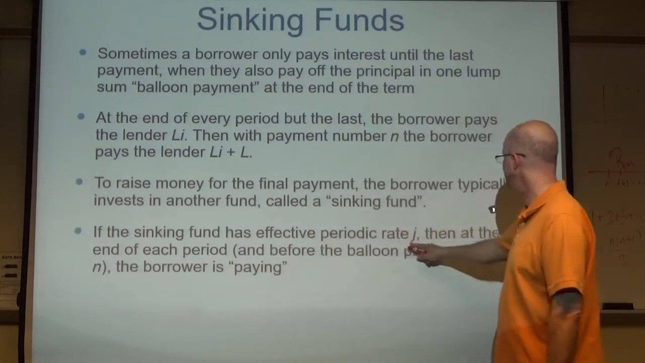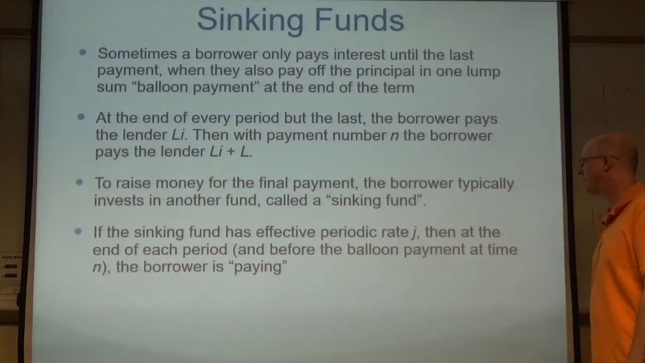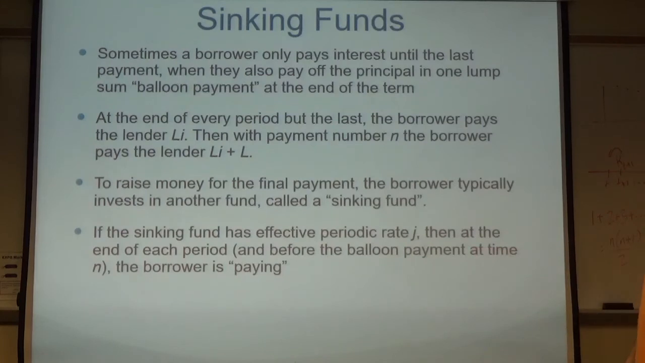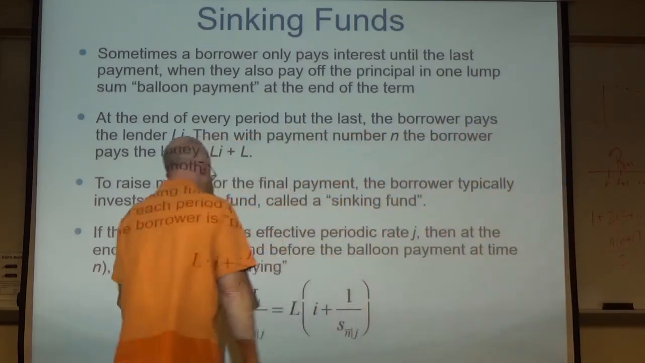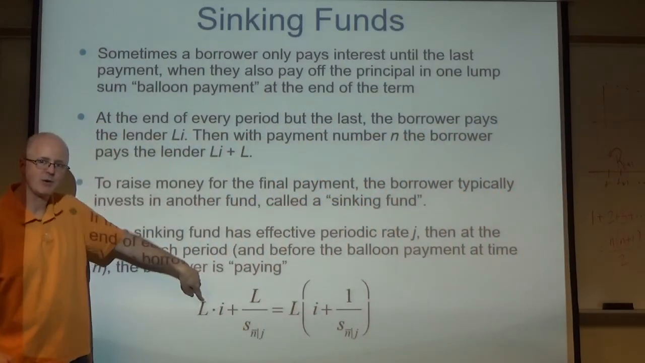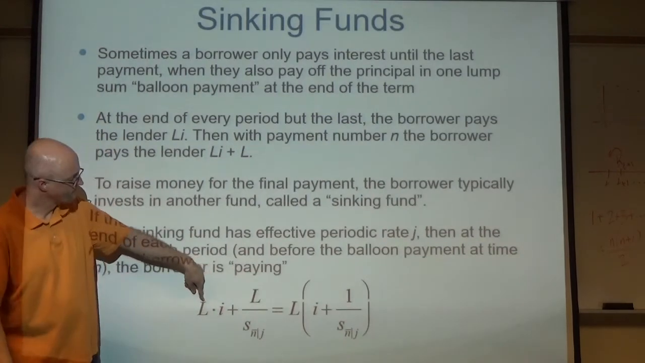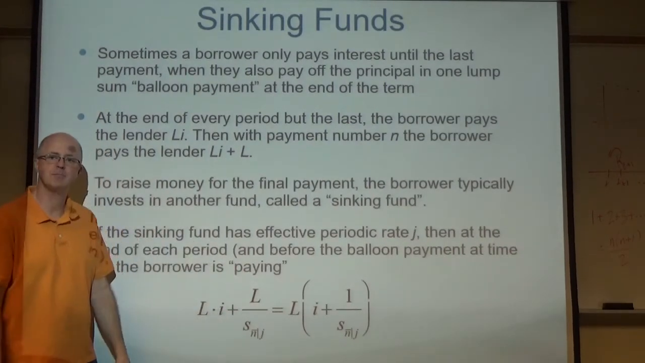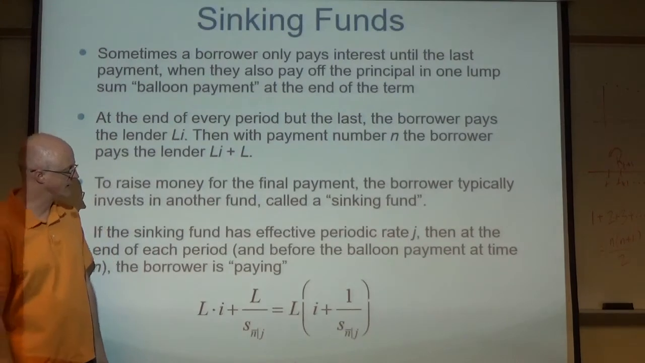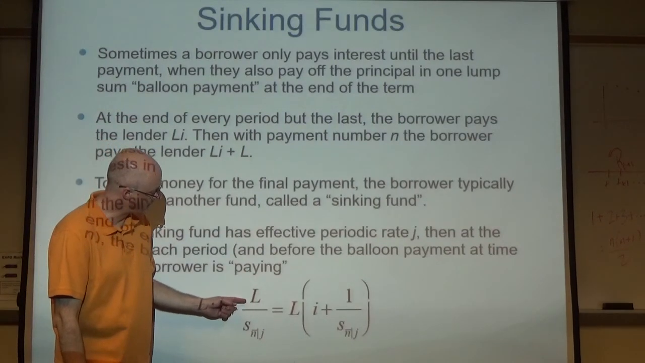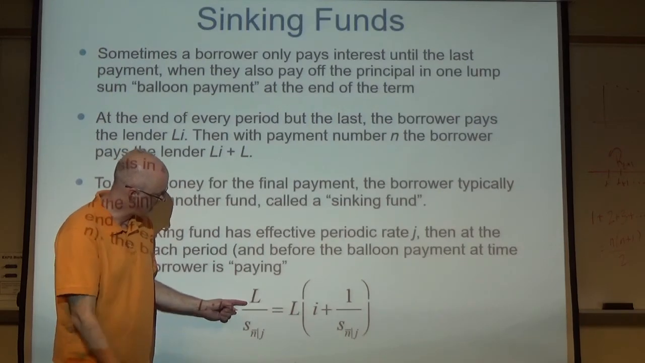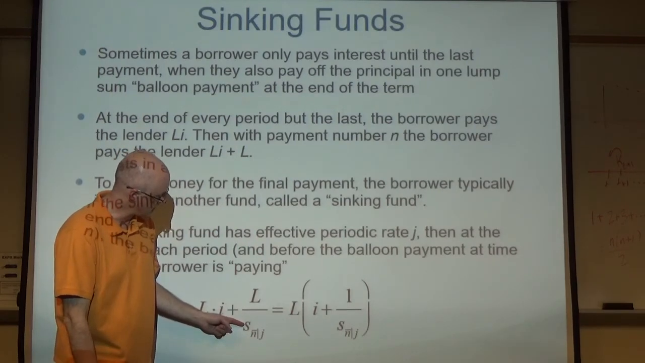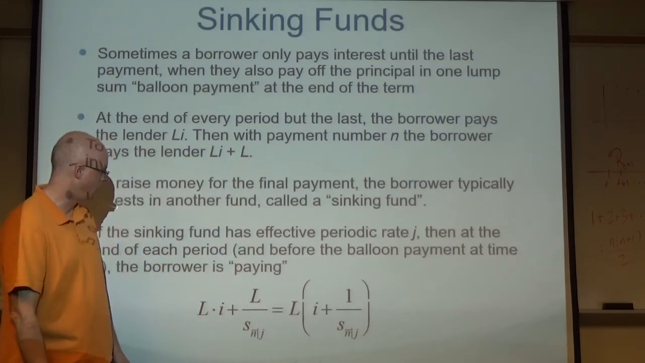You invest at periodic interest rate J at the end of each period and before the balloon payment at time N, and you are "paying" this much per period then. I'm putting the word paying in quotes because LI is the only amount you actually pay to the lender. This amount is how much you should invest in your sinking fund each period to end up with L at the end. Take the loan amount that you need at the end, the future value, divided by the future value of an annuity immediate with end payments of 1.